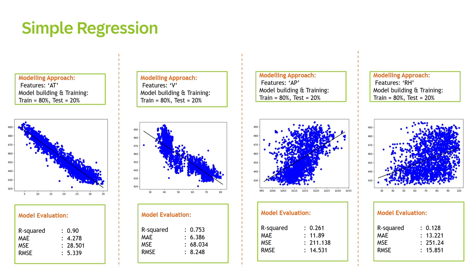The mean absolute error, the mean square error, and the root mean square error values are here. This is okay, comparatively good. Then if you compare with the simple regression for other features, like let's say the second approach, it was feature V.